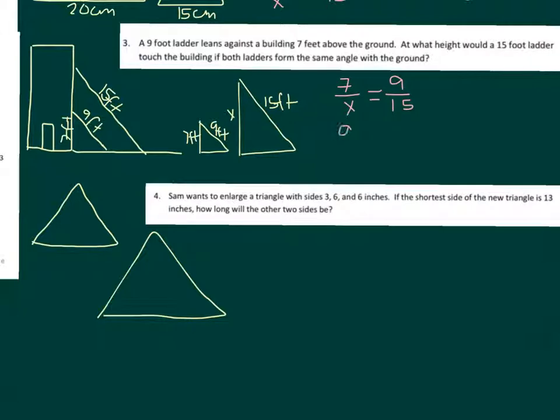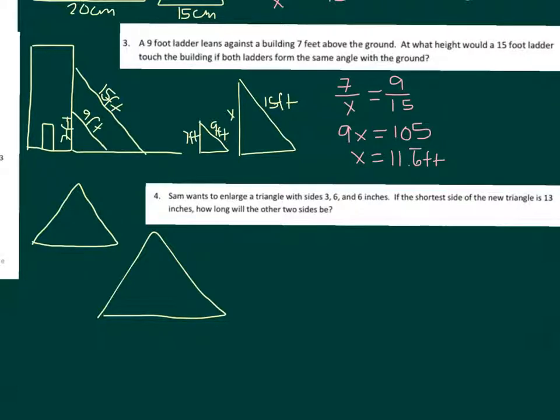9 times x is 9x, and 7 times 15 is 105. Now if I divide by 9 on both sides, you're not going to like this, you get 11.6 repeating feet. So it's a little more than 11.5 feet.